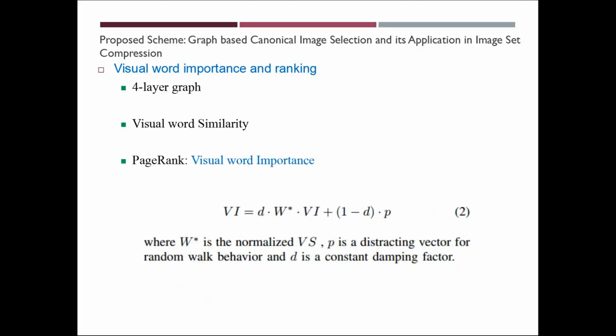And after we get this visual word similarity definition, we use the PageRank algorithm to rank those visual words and get the visual word importance ranking. The visual word importance can be written in this form. W is the normalized visual word similarity, P is a distracting vector for random walk behavior, and d is a constant damping factor. So we use PageRank algorithm to solve this equation and get the visual word importance.